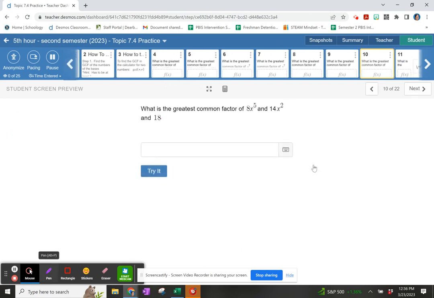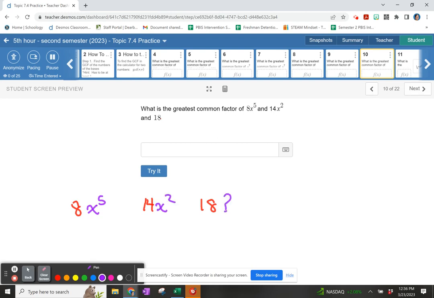Now, the nice thing about slide 10, you got to be really mindful here. We have an 8, we have a 14, and we have an 18. But if I write the variables in purple like I did before, what about 18? 18 doesn't have a variable to give. So the nice thing about this is we are only going to care about the number.